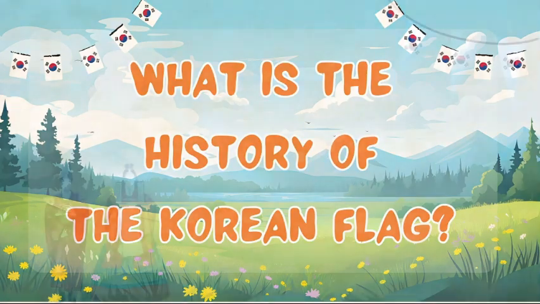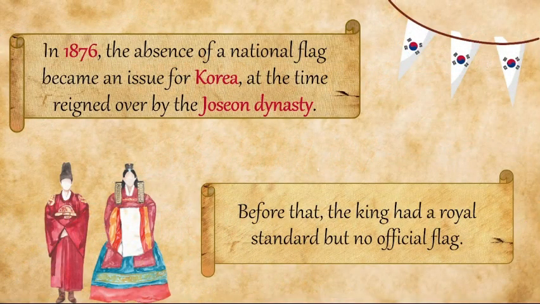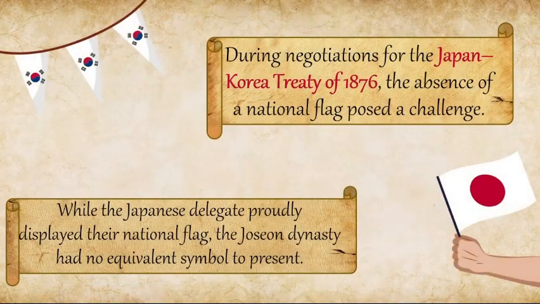Okay, so let's move to the 19th century. So in 1876, the absence of a national flag became a very big issue for Korea. And at that time, it was reigned over by the Joseon dynasty. Okay, so there was no official flag for the country. So what happened is, in 1876, the Japan-Korea Treaty took place.